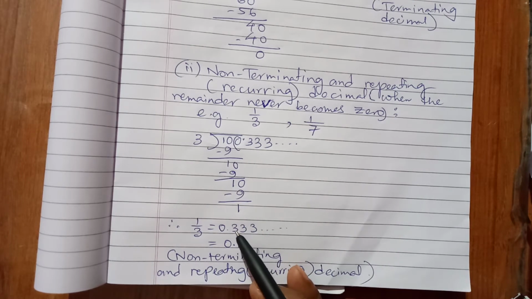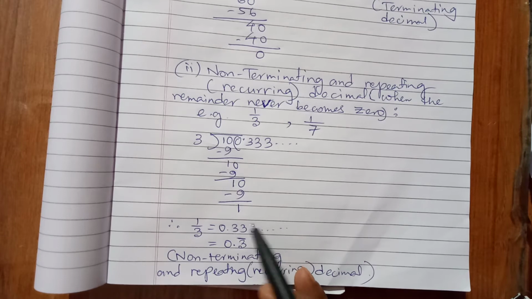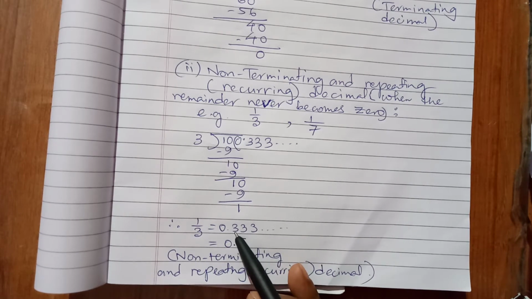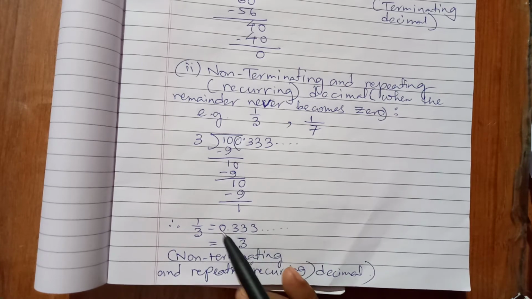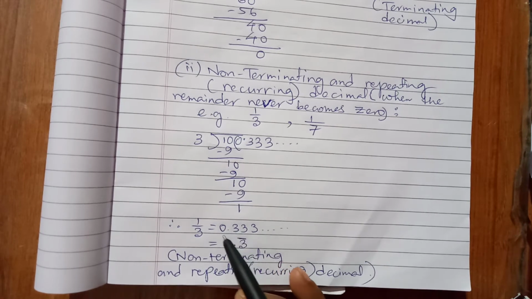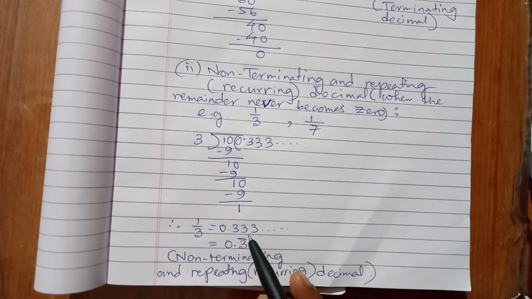So here you see in this decimal quotient, one digit, that is 3, is repeating here. 3 is coming non-stop. 3 3 3 will go like that only. So in this decimal, one single digit is repeating. That digit is here 3. That's why this decimal is non-terminating and repeating, because here the single digit 3 is repeating.